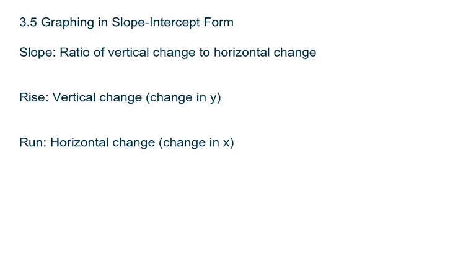Section 3.5, Graphing in Slope-Intercept Form. Before we get into slope-intercept form, we need to talk about the idea of slope. And slope is a vocabulary term. It's a ratio of vertical change to horizontal change.